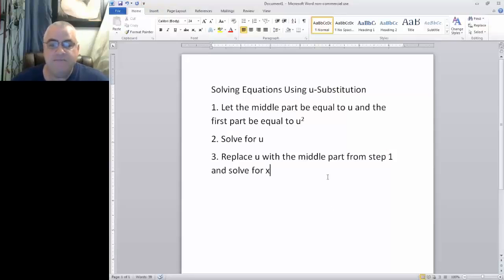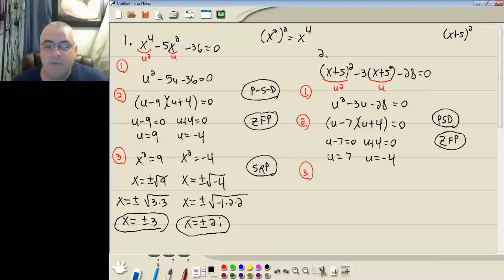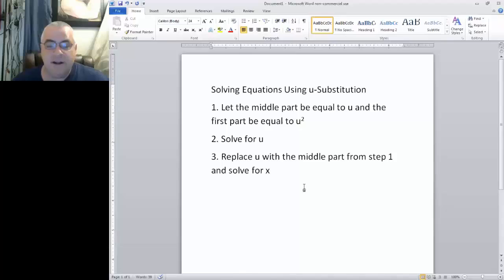Step 3. Replace U with the middle part from step 1. Remember up here in step 1, our middle part was the x + 5. So we're going to plug in the x + 5 for the U in both of these. Again, whatever's in the middle here is always what you plug in for U at this point. And then solve for x.